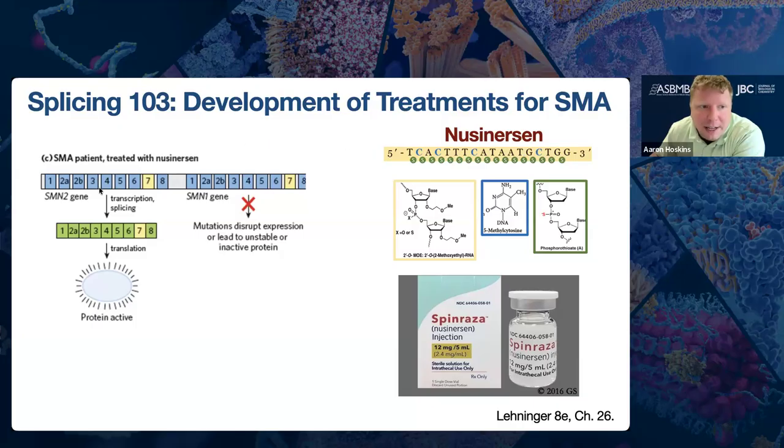Nusinersen targets the SMN2 gene to activate the splicing in of exon 7. Now, patients who have SMA still have a dysfunctional SMN1 gene, but now they've corrected splicing of SMN2 in a way that allows it to make protein. And so you can make SMN protein and correct the disease phenotype.